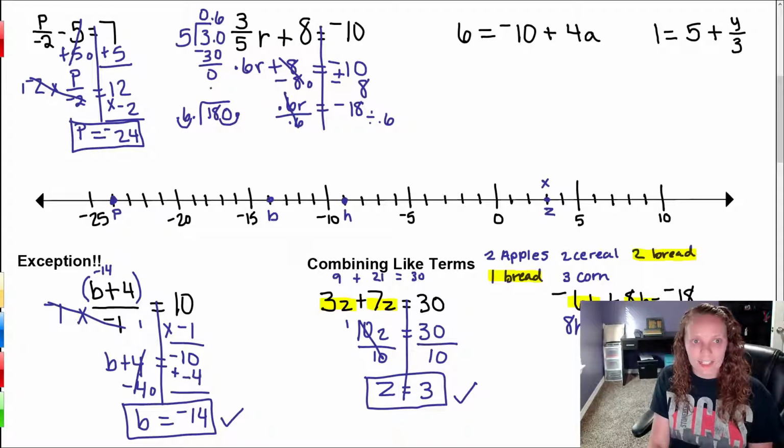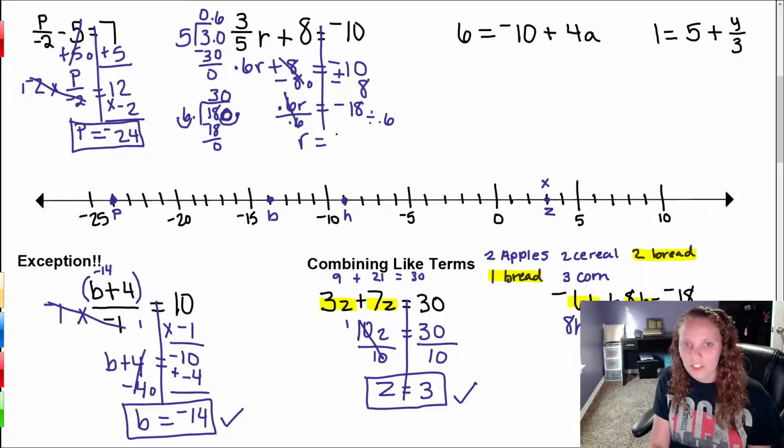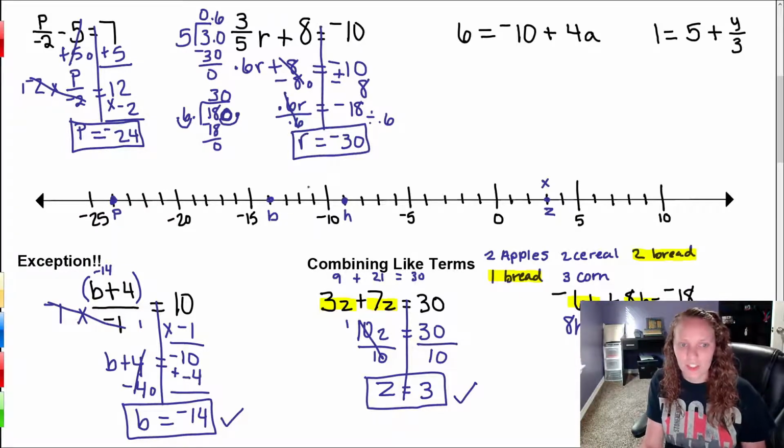6 goes into 18 3 times. 6 times 3 is 18, with 0 left over. Now this last 0 just needs to come straight up, so this is a 30. r is equal to, now this was a negative divided by a positive. Signs are different, so our answer is negative. r is equal to negative 30.